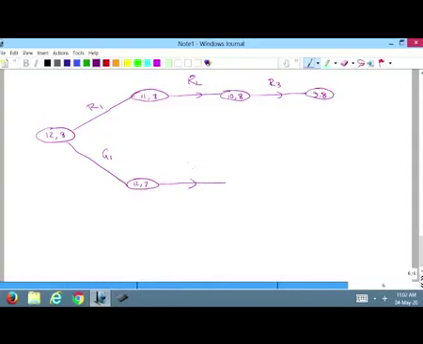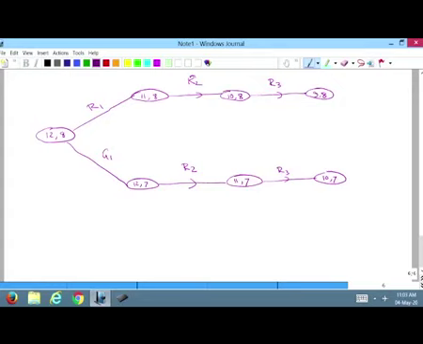If the second one is red, then we come to 11, 7, and if the third one is red, then we come to 10, 7.